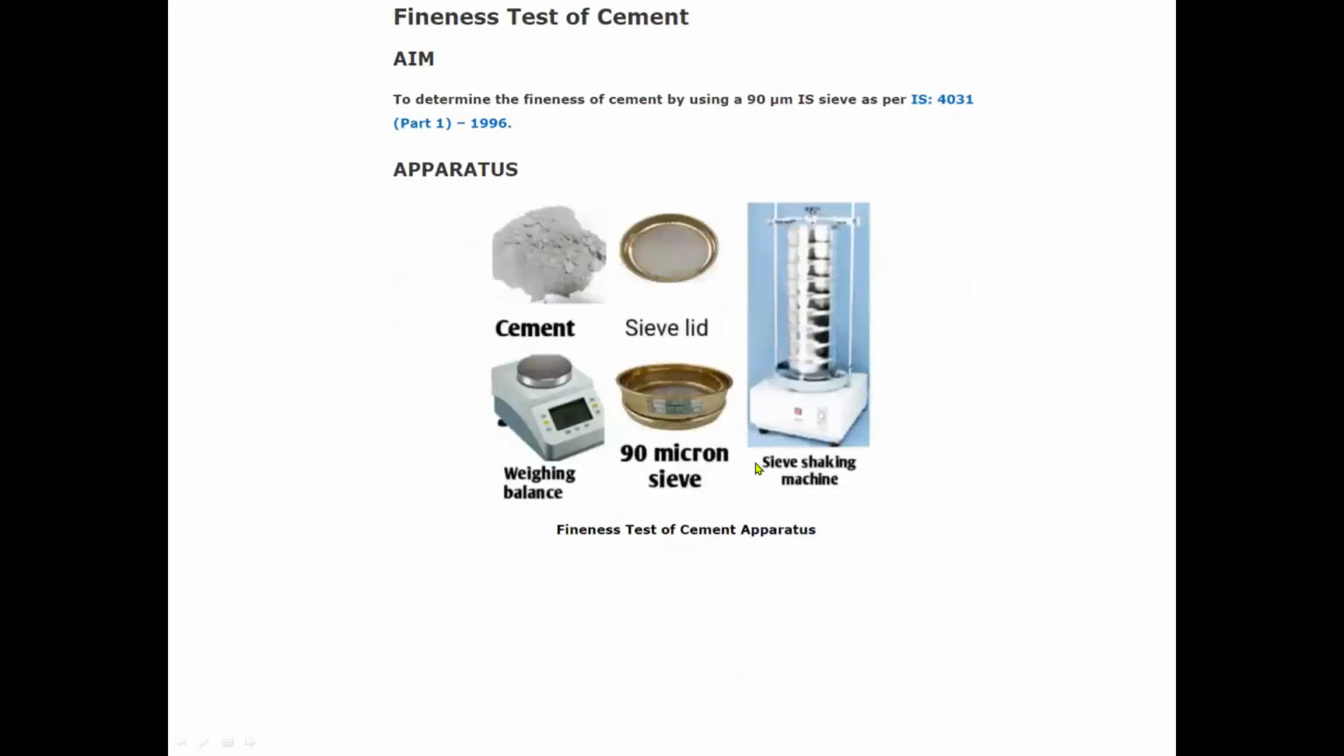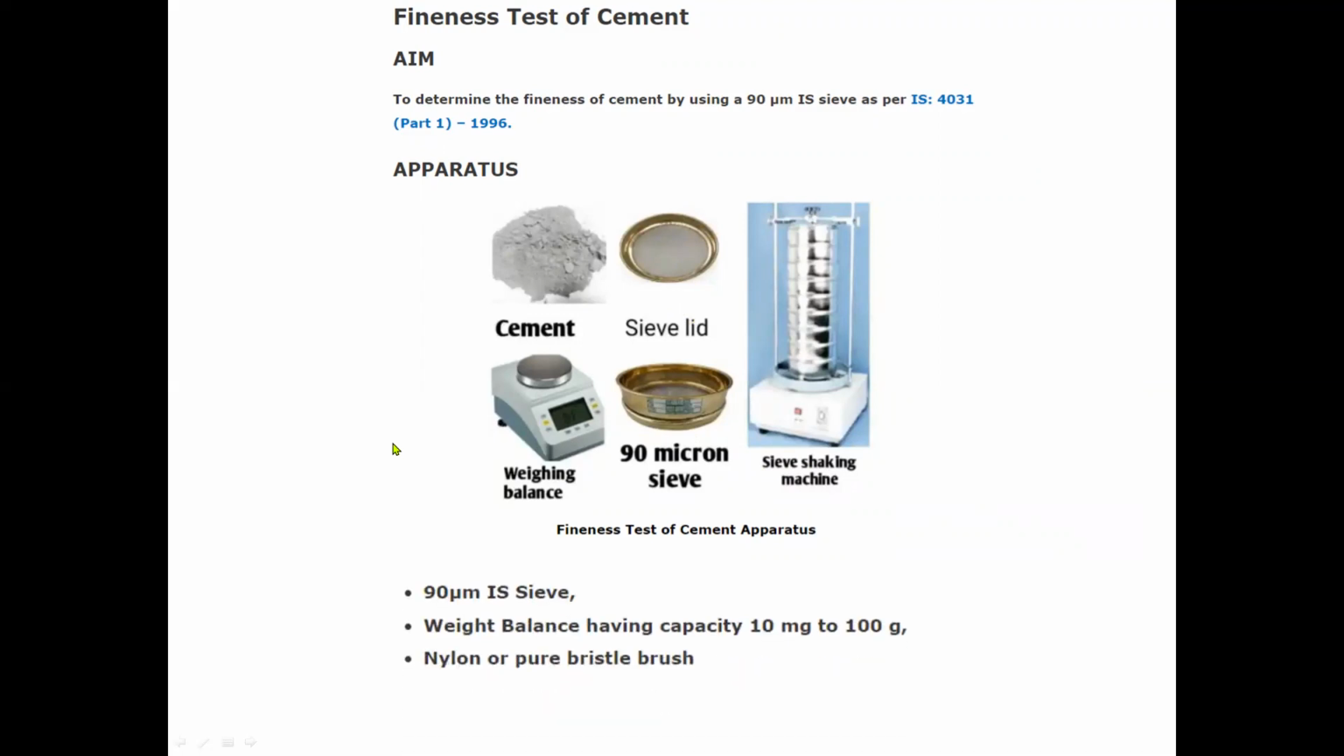The aim of the fineness test of cement is to determine the fineness of cement by using a 90 micrometer sieve as per IS 4031, Part 1 of 1996. As a summary, these are the apparatus that we have to use: the sieve lid, the sieve shaking machine, the 90 micrometer IS sieve, and the weighing balance having a capacity of 10 milligrams to 100 grams, with a nylon or pure crystal glass. And of course, we have the cement itself.